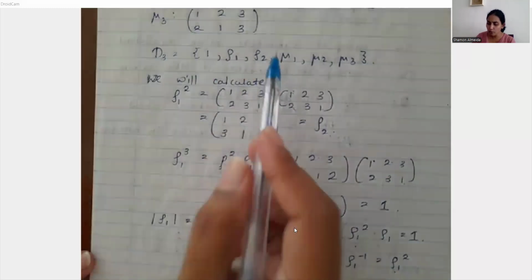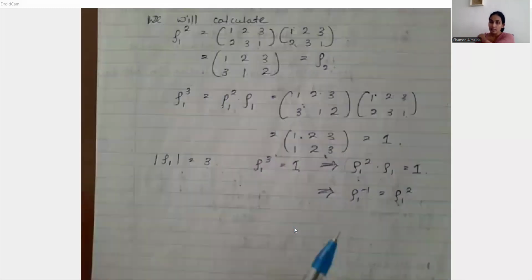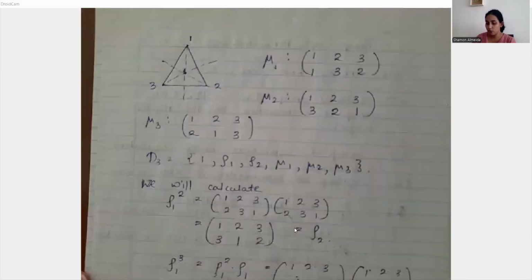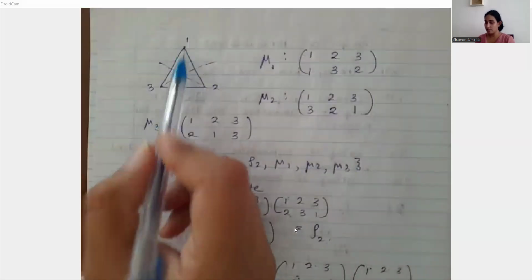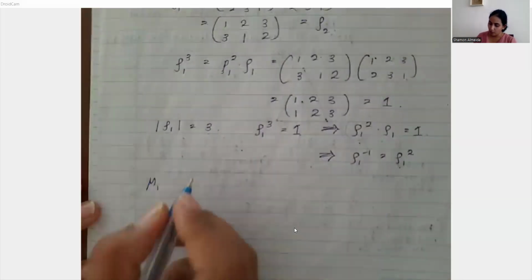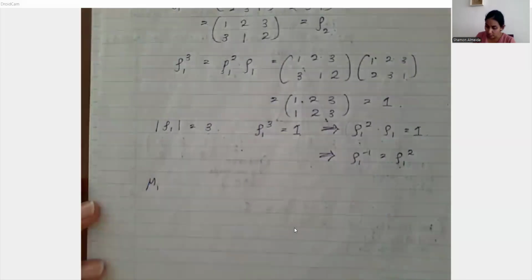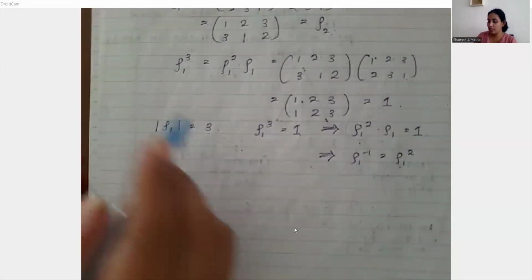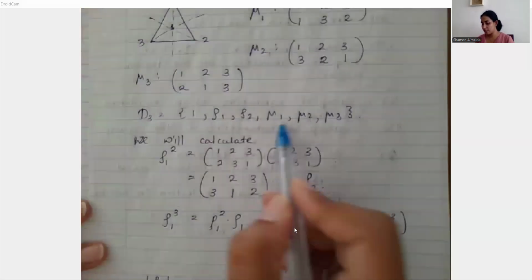Right, now let's go to mu 1. Mu 1 is simply the reflection about the line of symmetry which goes through 1 and the origin. If I write it over here, mu 1. Now let's calculate mu 1 squared. Let's see whether we can derive the rest of the elements by simply looking at mu 1.